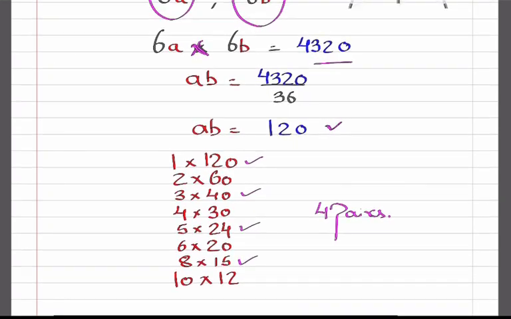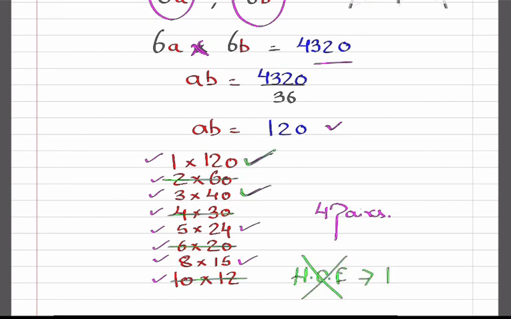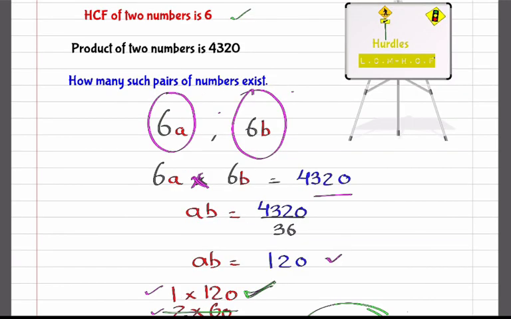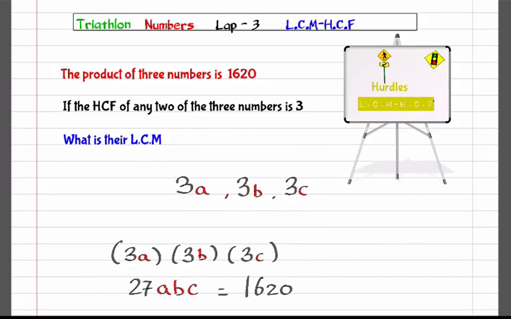Now I need the multiplication of A into B to be 120. So how can I write it? 1 into 120, yes. 2 into 60, 3 into 40, nothing but factors of 120. Okay. 5 into 24, 6 into 20, 8 into 15, 10 into 12. But what is the condition with A and B? A and B have to be co-prime to each other, not 1. So which are co-prime? This is co-prime, this is co-prime, this is co-prime, and this is co-prime. So how many pairs? Because I'm just following the property.